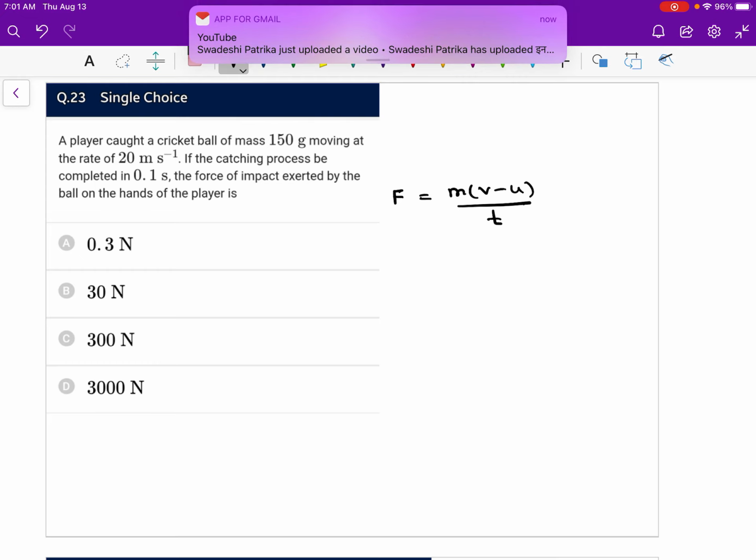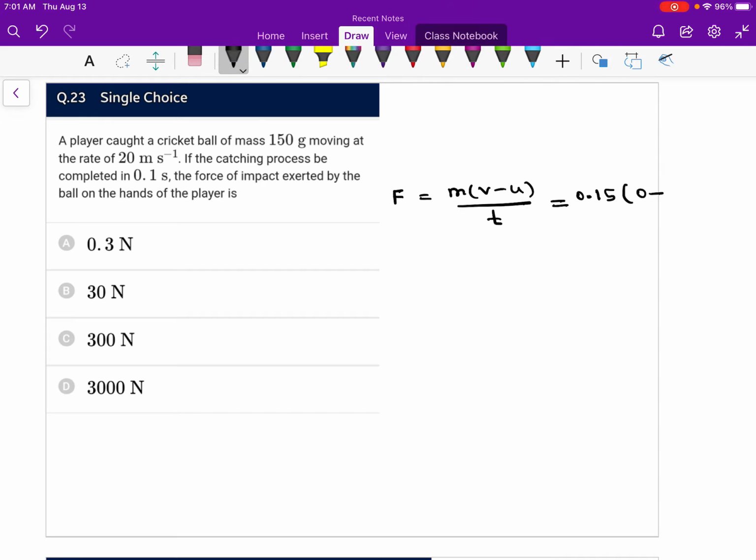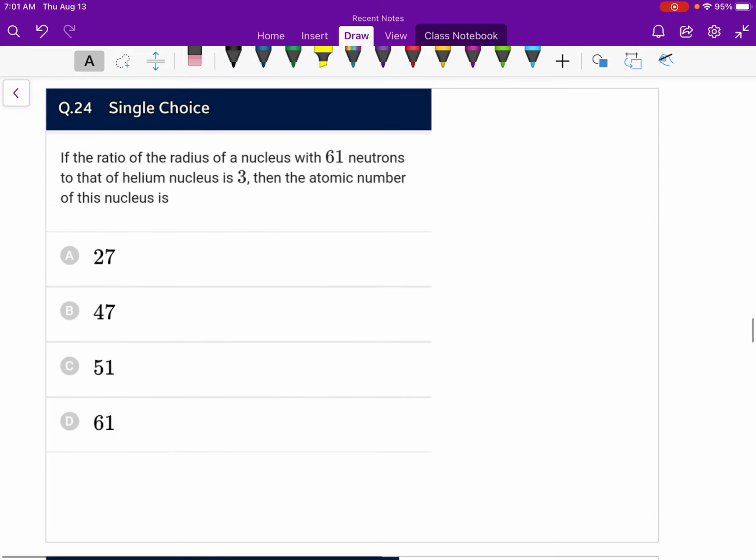Same magnitude will be exerted on the hand. So m is 0.15, v is 0, u is 20, upon t, which is 0.1. So 1.5 into 20, that is 30 Newton. So the same magnitude will be exerted on the hand. So the answer is 30 Newton.